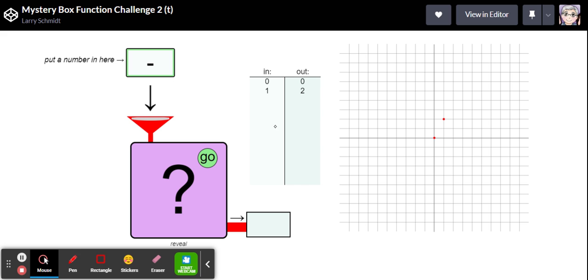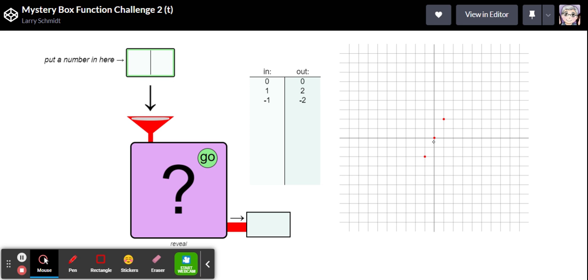Let's try a -1 because sometimes functions behave differently on negative numbers. And a -1 gives us a -2. It does seem like it's maybe doubling. So I'm just multiplying by 2.